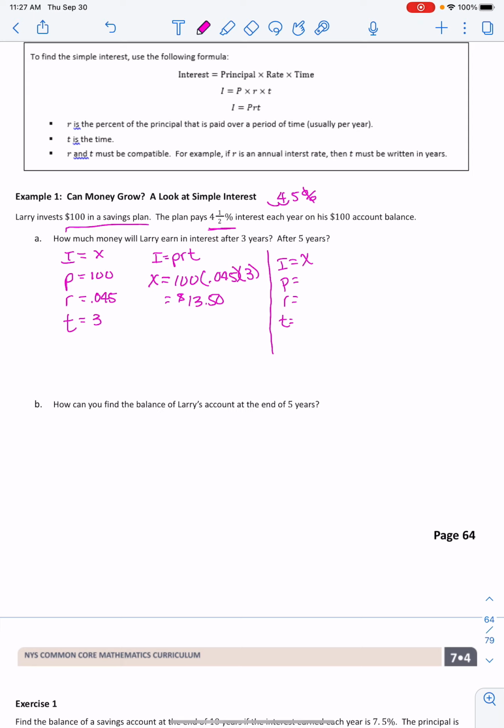For 5 years, I have I, P, R, and T. I have X. I have 100, 0.045, and 5. So I have I equals P, R, and T. So I have X equals 100 times 0.045 times 5. And that's going to give me $22.50.